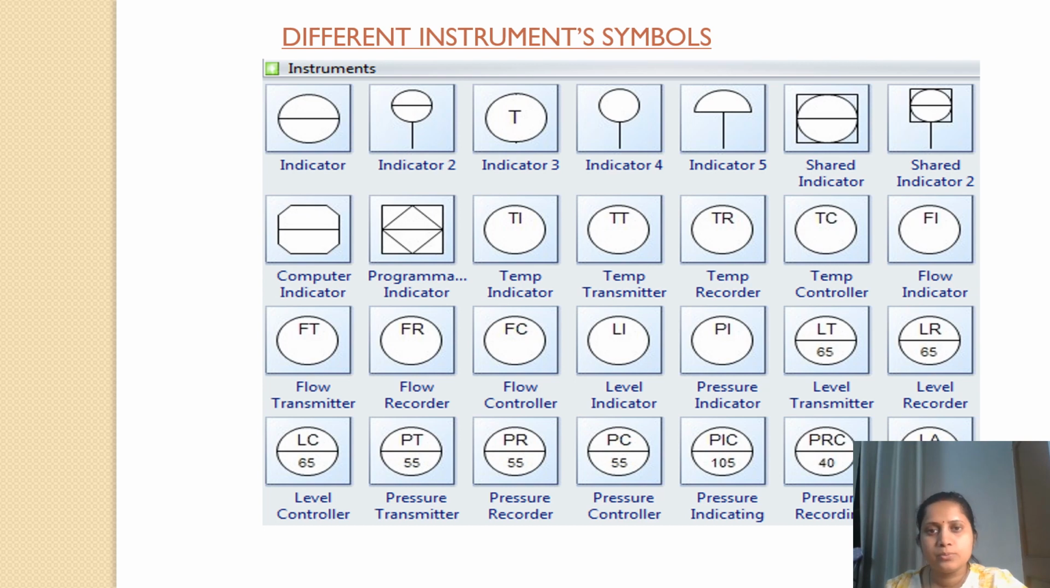The different instrument symbols of instruments used in process industries are shown here. Basically, indicators are of different types, which are shown here, and temperature indicators are also indicated here with the help of a diagram. Some pressure and flow level transmitters etc. can be shown.